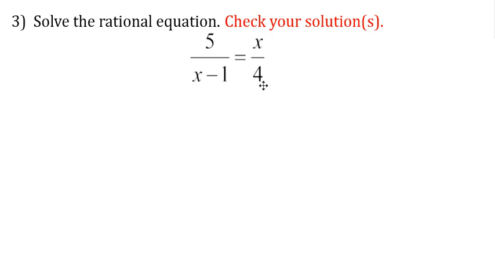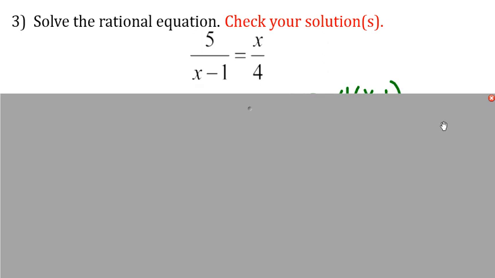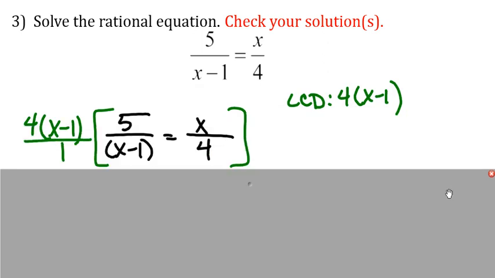So to undo the two divisions, we want to find that common denominator. So I definitely need the 4. I definitely need an x − 1. So we're going to multiply the entire equation by both those pieces. Again, numerators get multiplied, denominators get multiplied.